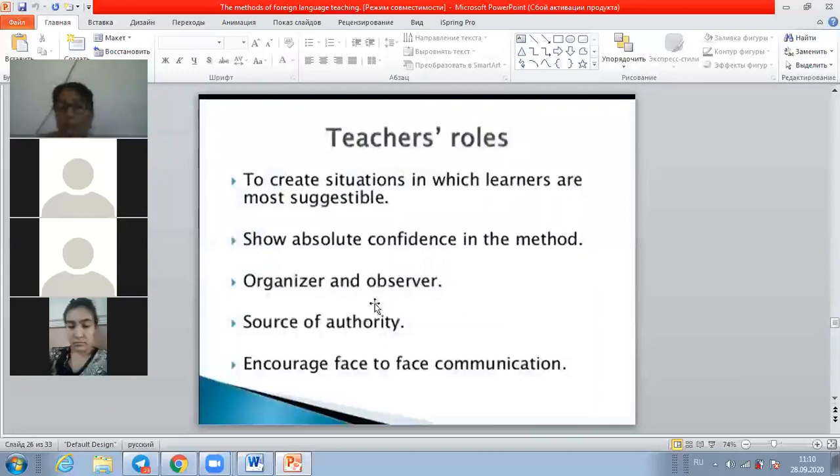Teachers' role, as I mentioned before: teachers should facilitate in order to get the students some information about the topic, to create situations in which learners are more suggestible. Show absolute confidence in the method. Organizer and observer, what does it mean? It means that they should organize and they should control the class.